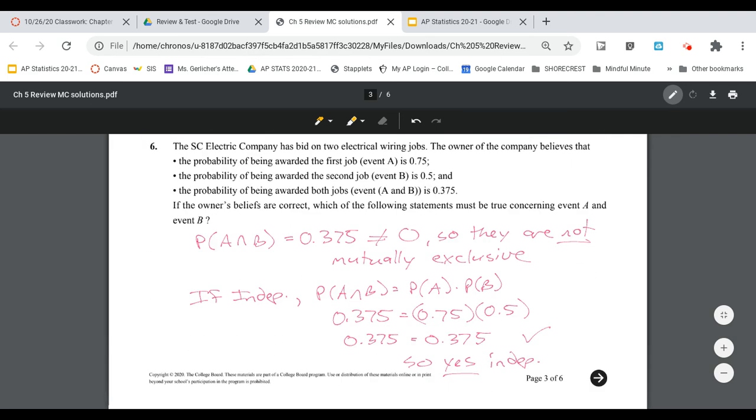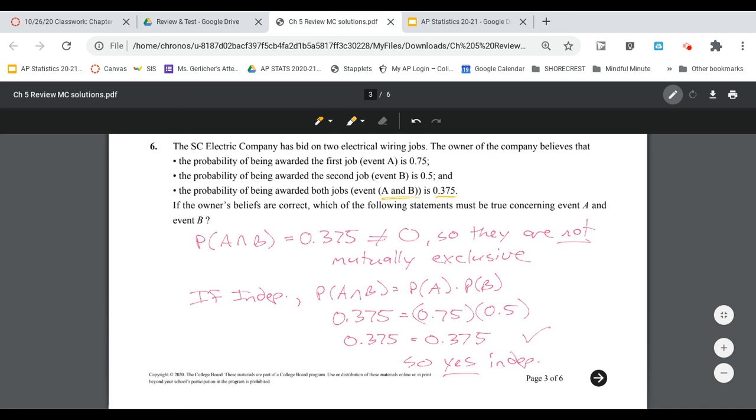Okay, so for number 6, we want to know if they're mutually exclusive and independent. First of all, mutually exclusive means that A and B cannot happen at the same time. So the probability of A and B would be 0 if they're mutually exclusive. And they're not. A and B is 0.375, not 0. So not mutually exclusive.